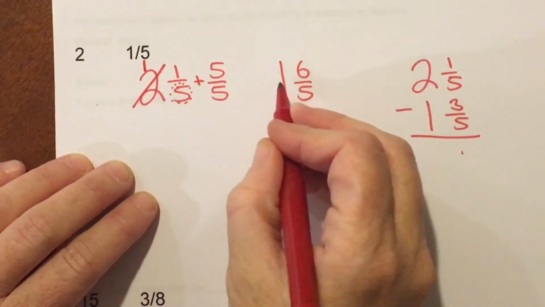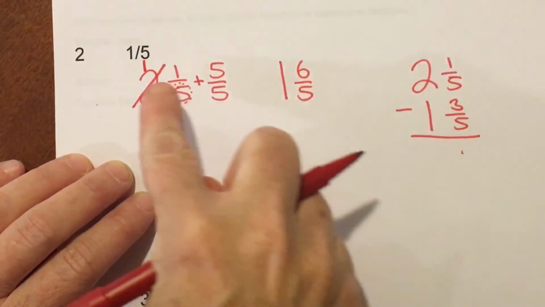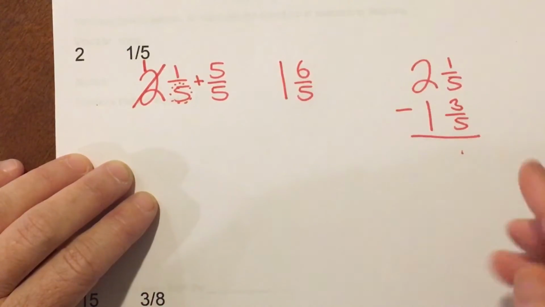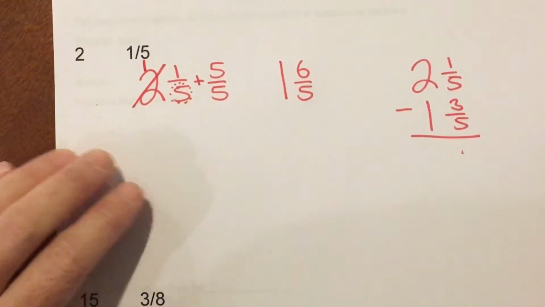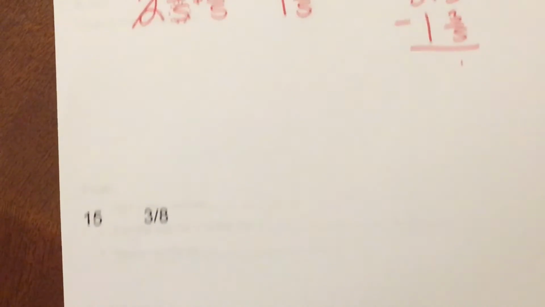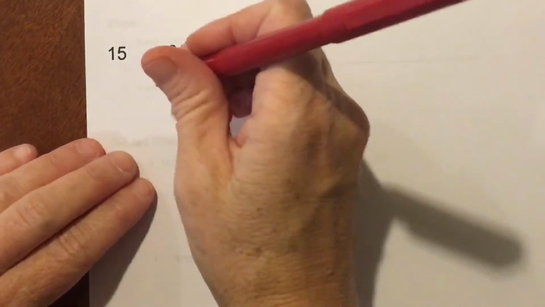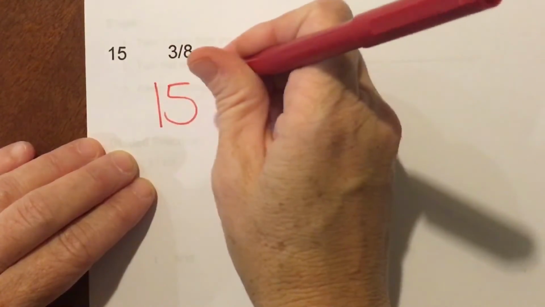So this is the same as this. What I've done is just cut up 1 and I've regrouped, or borrowed. Okay, let's try another one. So this says 15 3/8.